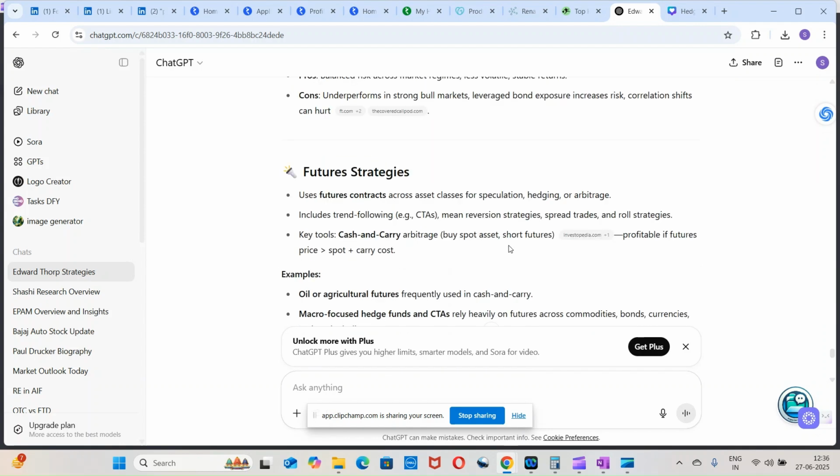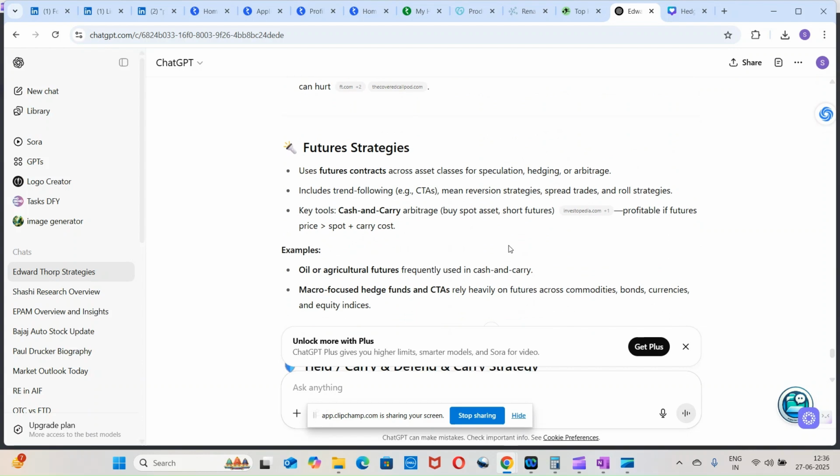Then we come to the managed futures strategies. Managed futures uses futures contracts across asset classes for speculation, hedging, and arbitrage. This includes trend following strategies, mean reversion strategies, spread trades, and roll strategies. A key tool is cash and carry arbitrage, which is buying the spot asset and shorting the futures. This is profitable if the futures price is greater than spot plus carry cost.